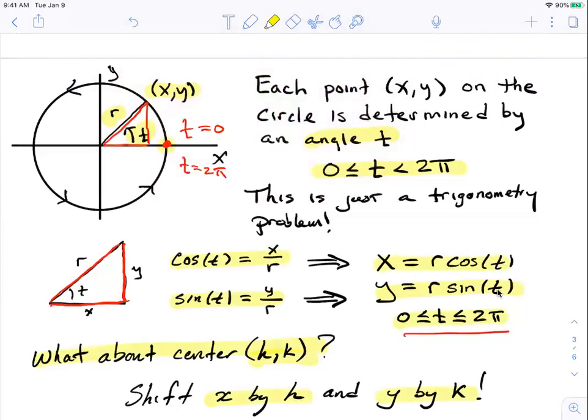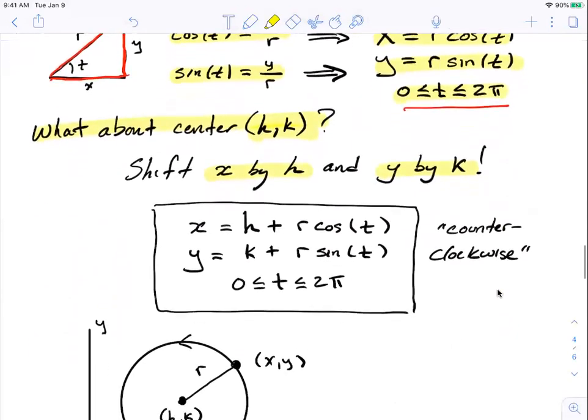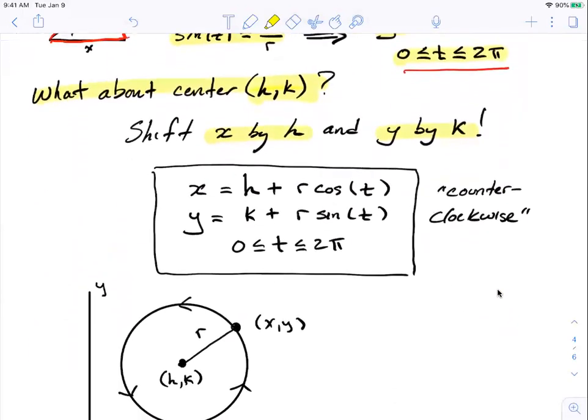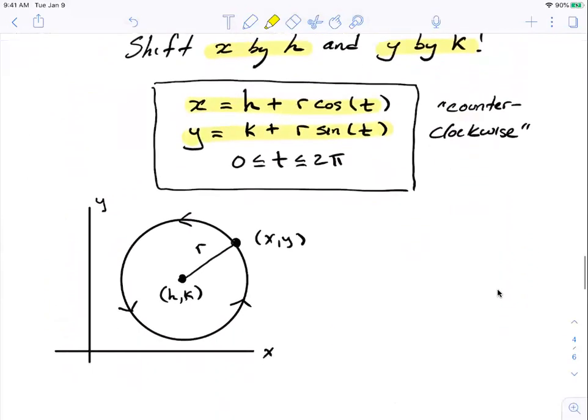How do you shift them? Just like you do with functions. You add those values. So here's the final answer. You want a circle centered at the point h comma k with radius r.